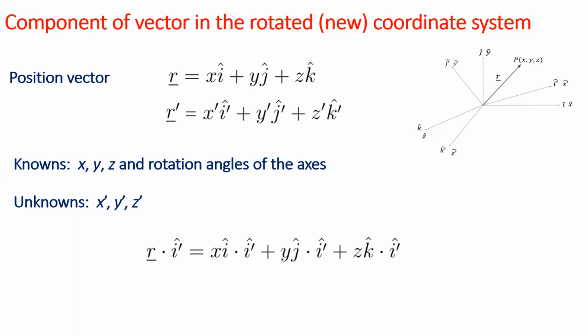I'm taking the dot product of the original position vector. R is x i hat plus y j hat plus z k hat. I'm dotting it with the new unit vector along the x-axis, so I'm dotting with i hat prime, and this is what we get. R dot i prime is nothing but x prime. So x prime is x times i dotted with i prime, y times j dotted with i prime, and so on for the z component as well.